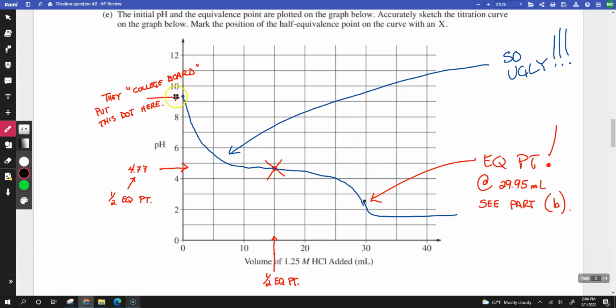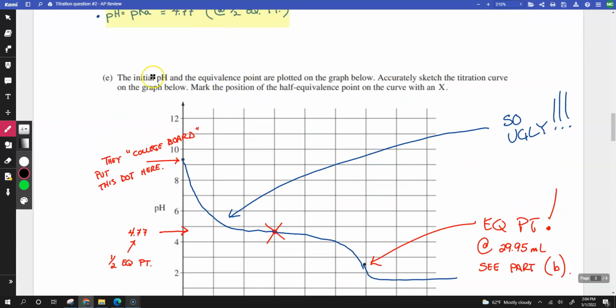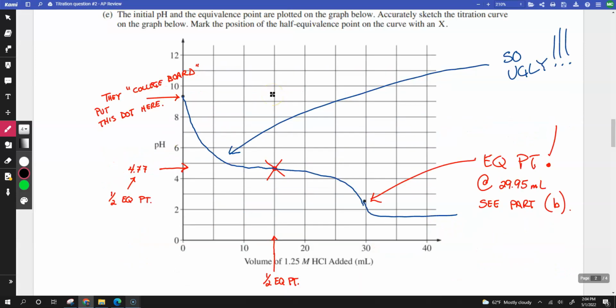They gave us this point here. If you look carefully on the original sheet, you'll see that dot is right there. They also gave us this dot, indicating that that's the equivalence point. So it says on here the initial pH, boom, right there, and the equivalence point are plotted on the graph below. Accurately sketch the titration curve on the graph below. Mark the position of the half equivalence point on the curve with an X. I actually marked the point.